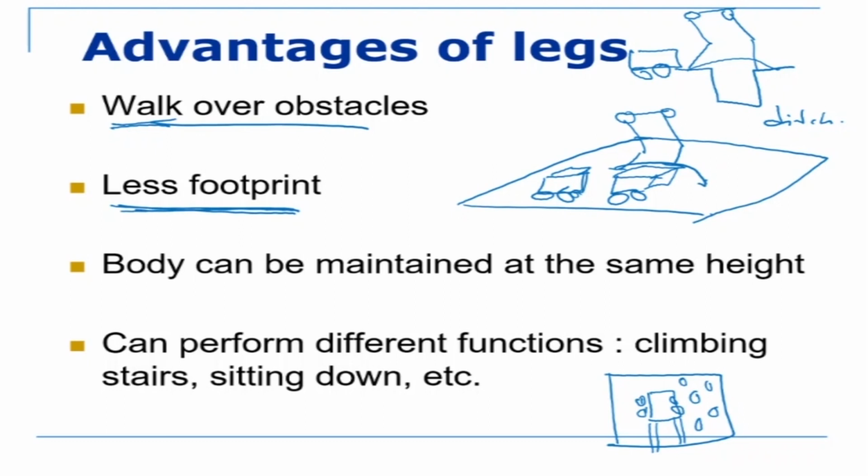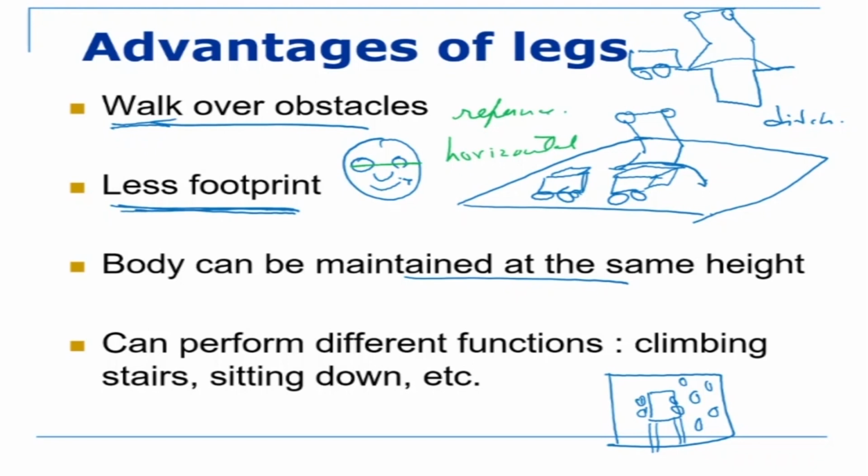Now the other advantage is the body can be maintained at the same height. This is something very interesting. I don't know whether you have ever observed that when you walk, your eyes are maintained horizontal. So these eyes are maintained always at the same level, which means that the horizontal is kept horizontal always. This is always required for us to keep the eyes horizontal. Why? Because this is used as a reference.